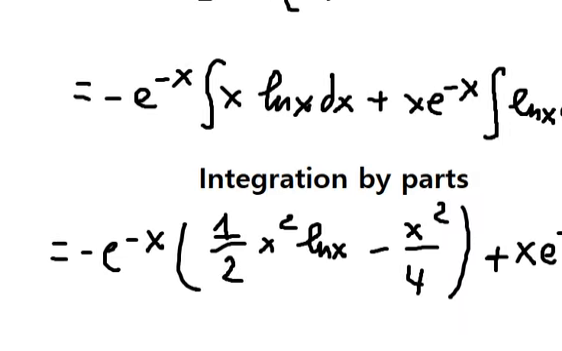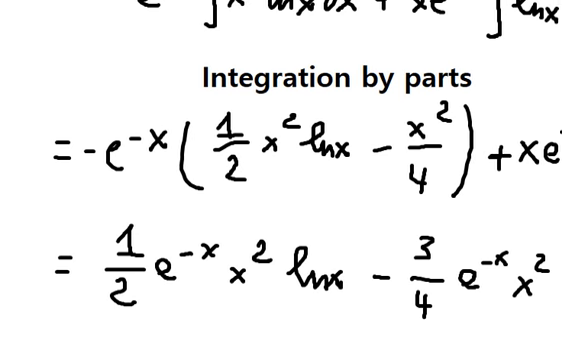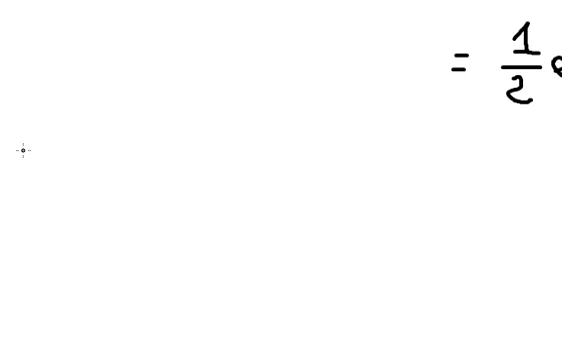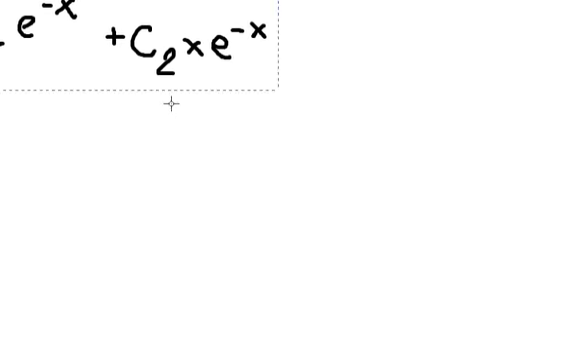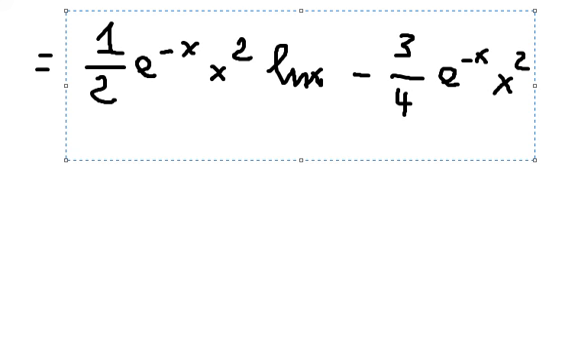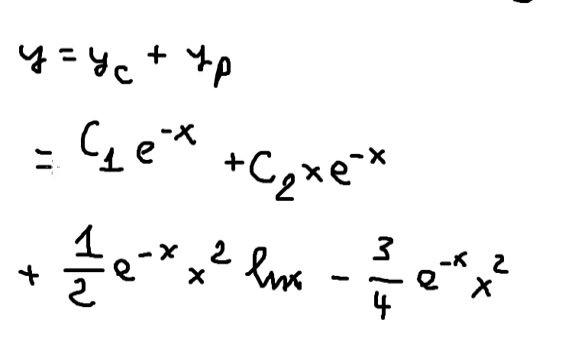So that should be like this. Now we simplify this one. That should be like this. Now after we have yp, we can get the final answer in here. So we have y equal to yc plus yp. So yc is this one, and yp is this one. This is the end. Thank you for watching.